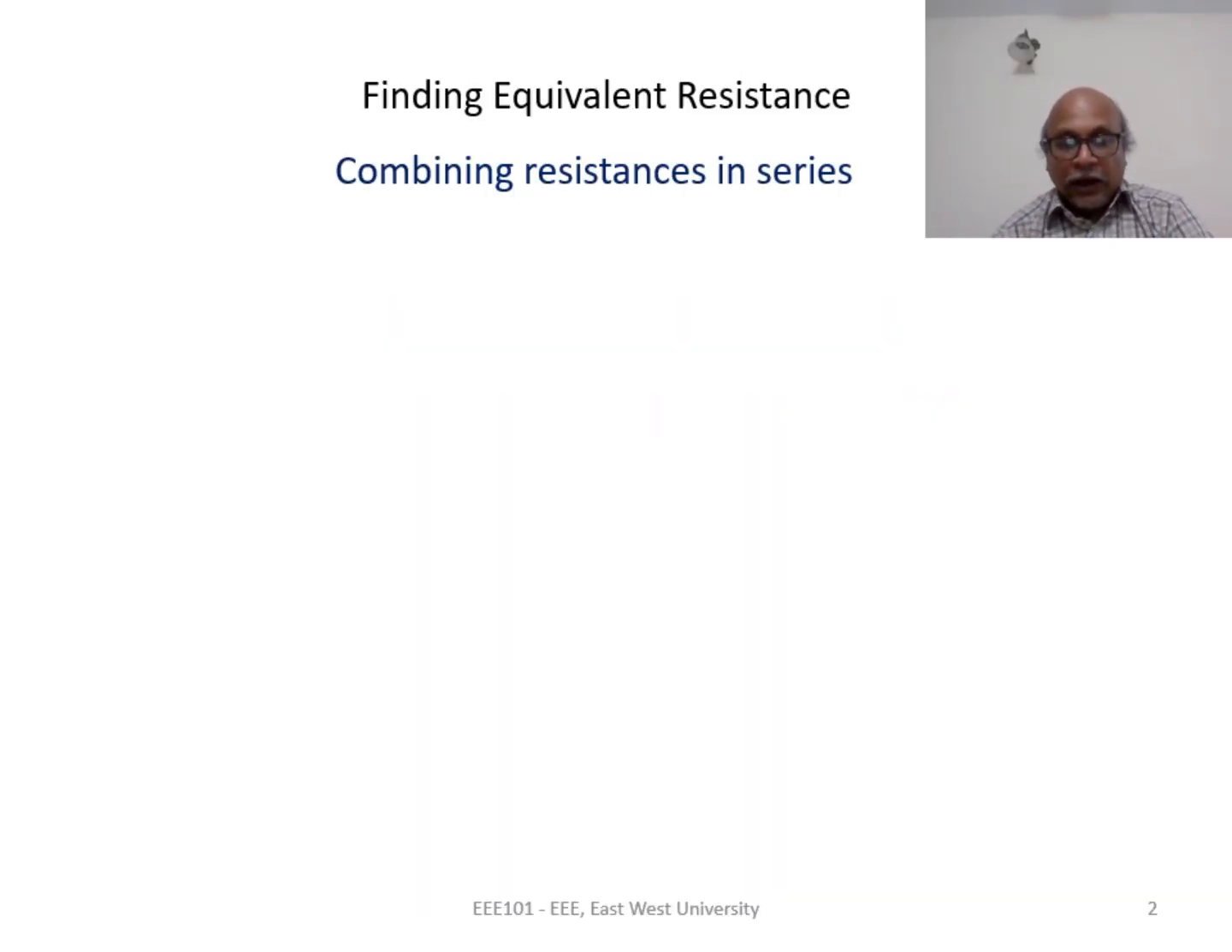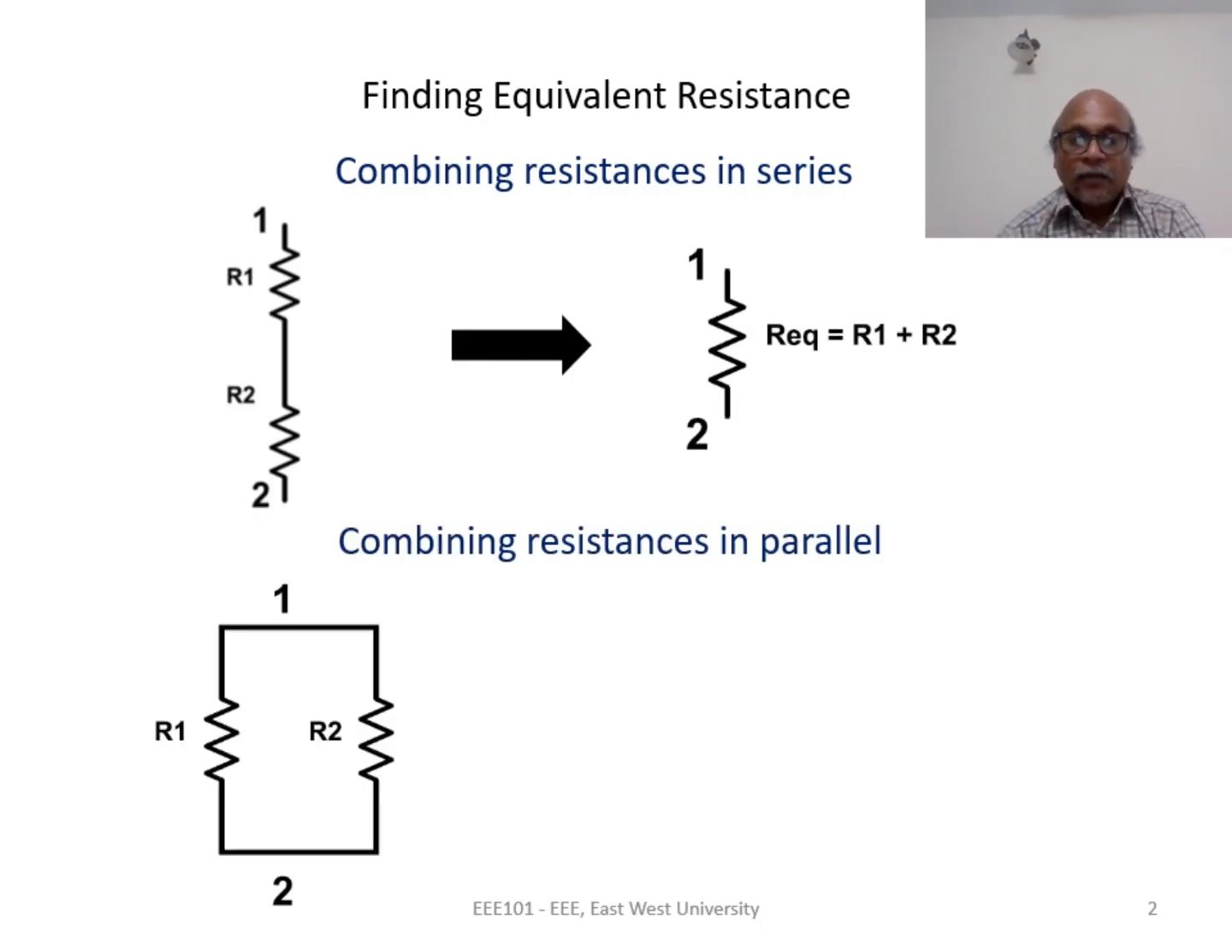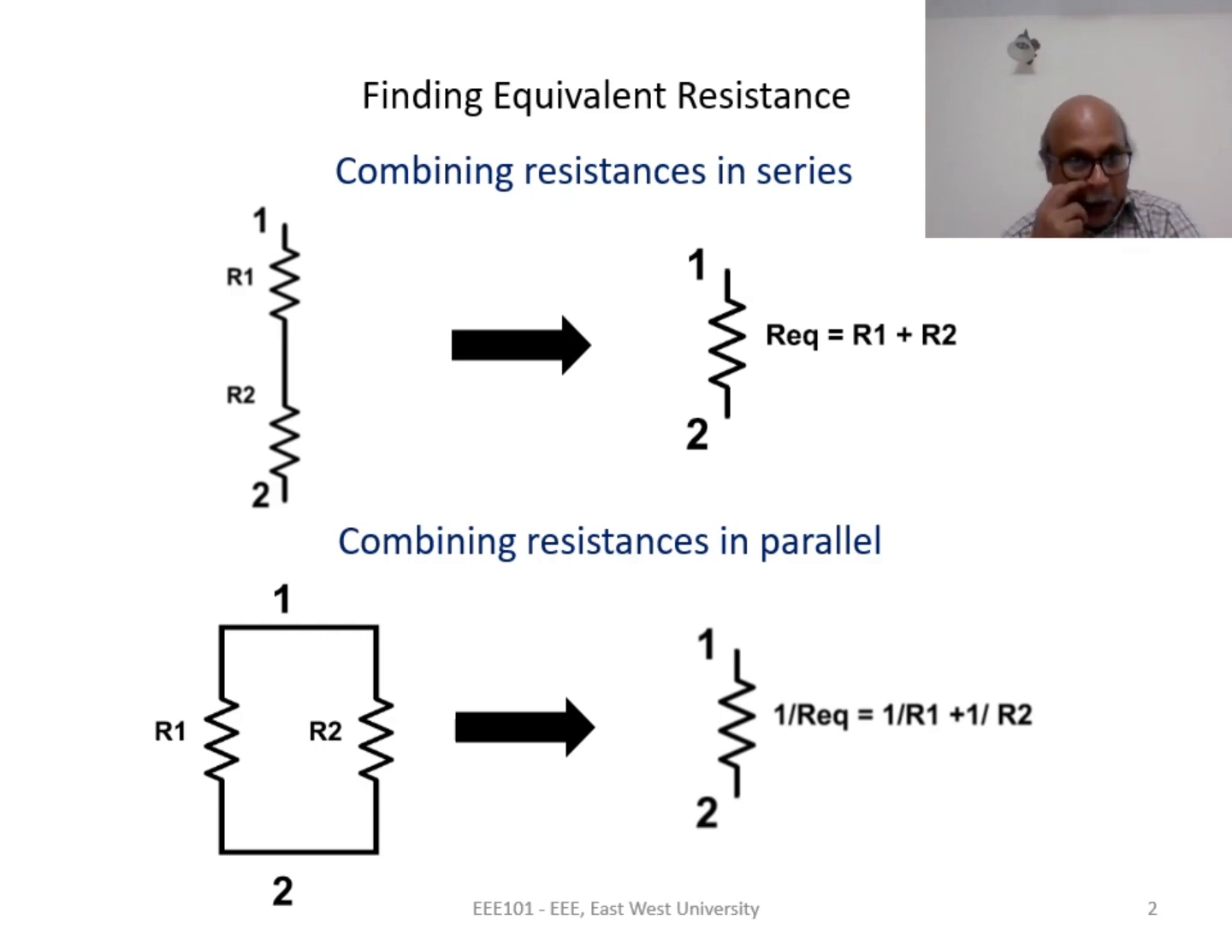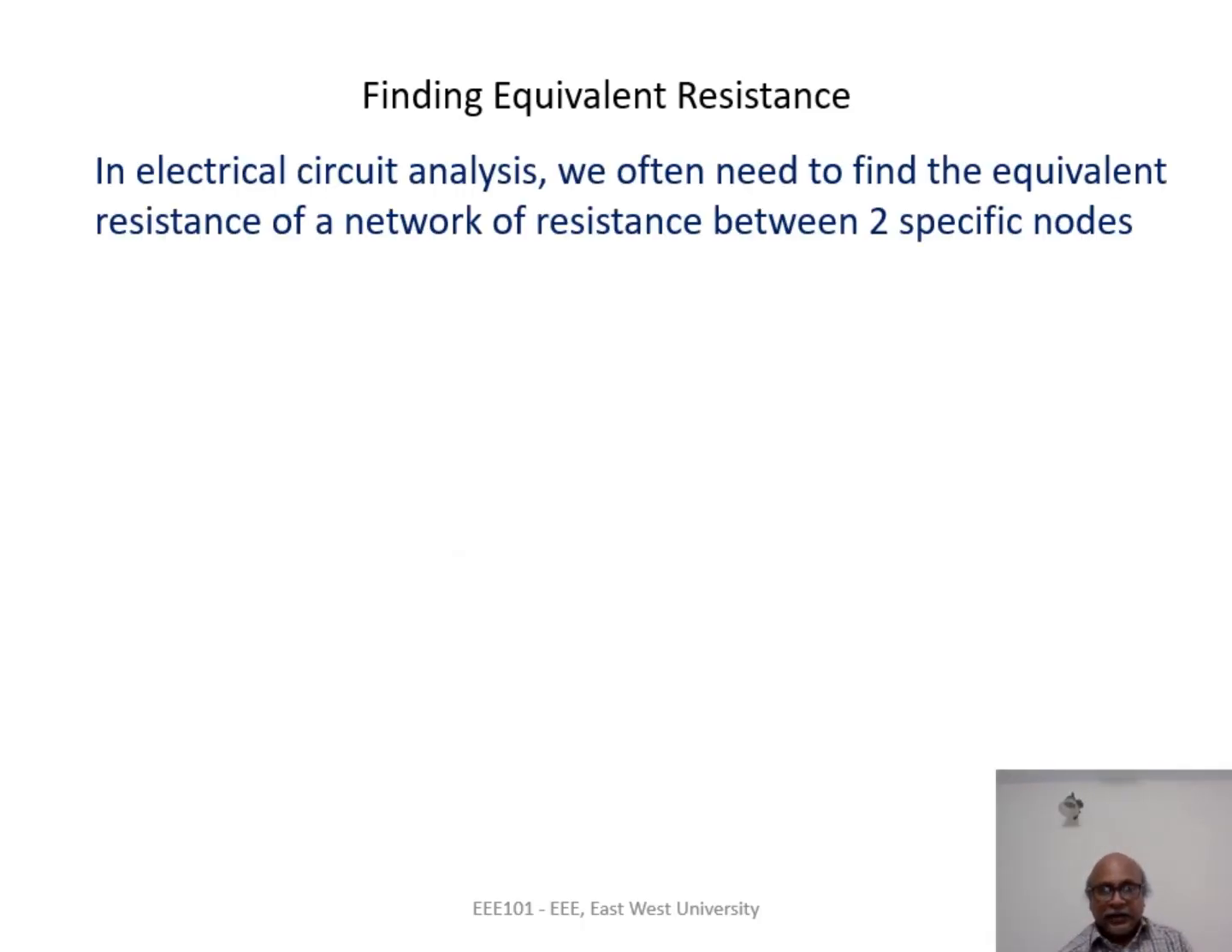We have already learned in our previous lectures how to combine resistance in series and how to combine resistance in parallel. Using these rules for combining resistances in series or in parallel, we can simplify a circuit or a network of resistance and find the equivalent resistance. In electrical circuit analysis, we often need to find the equivalent resistance of a network between two specific nodes.